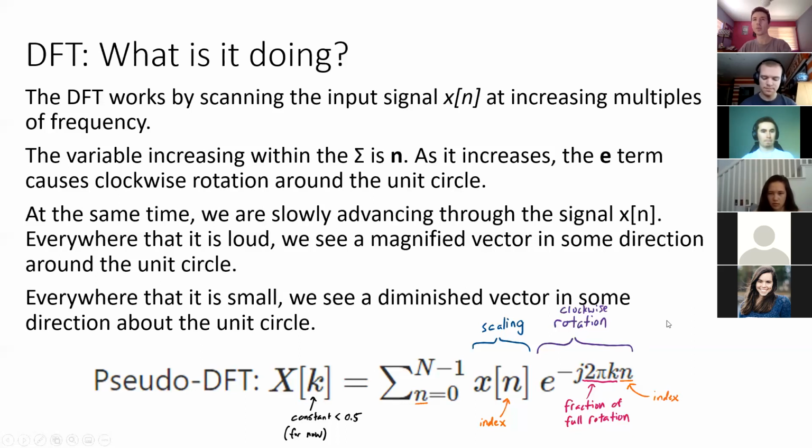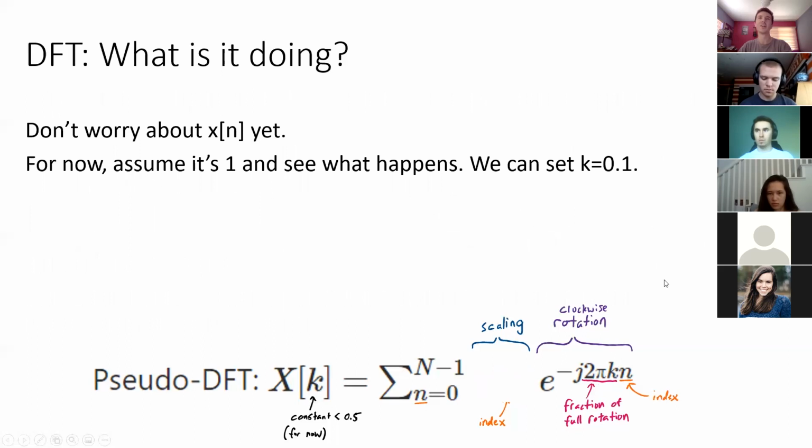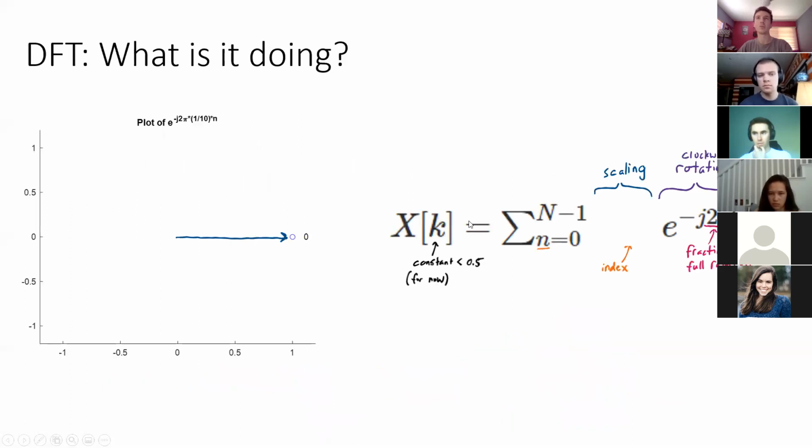So k is going to be small. It's going to be smaller than 0.5 for now. That'll get changed eventually, but it's a small, fractional number. Don't worry about x[n] because we'll just assume it's 1. And we'll set k equal to 0.1, so it'll be 1/10 that we're multiplying this 2 pi by. So we start out pointing at e to the 0, right? And as we go, this is just increasing n.